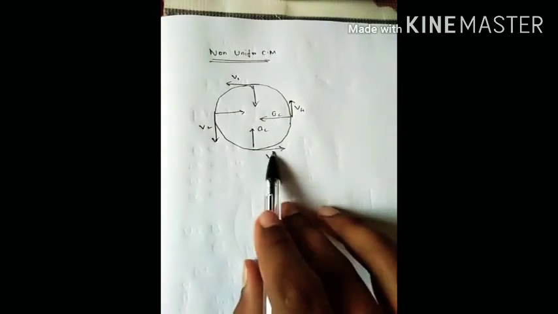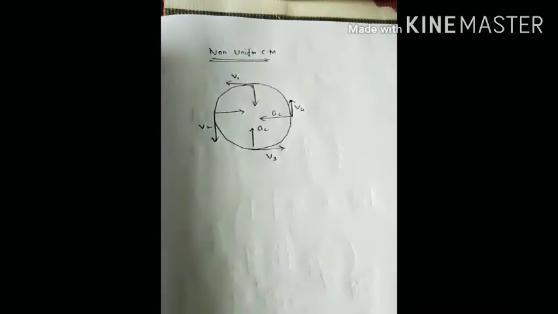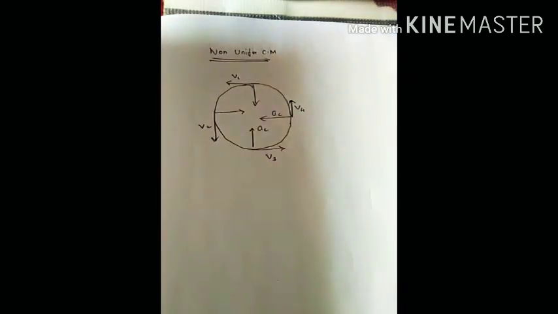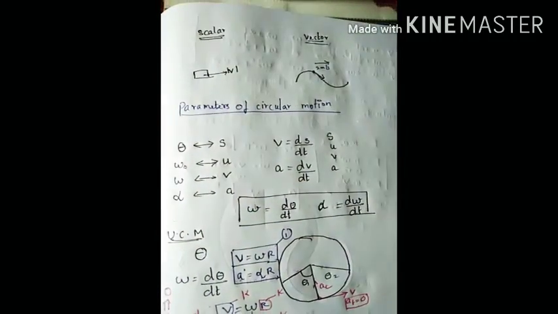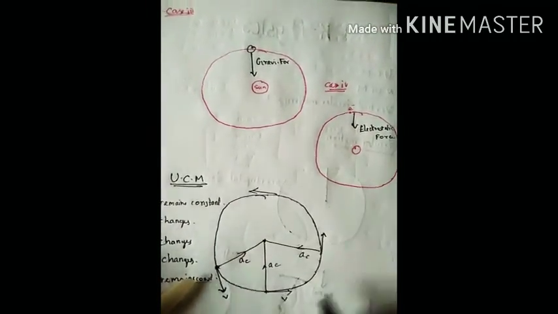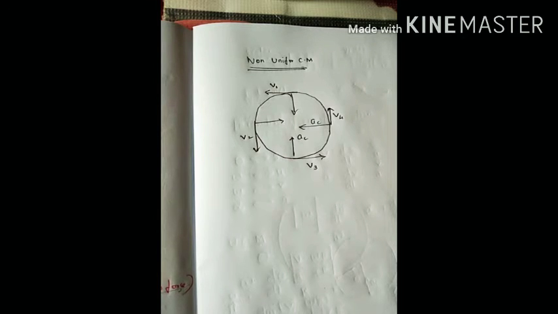That's v1, v2, v3, v4. But what we saw in uniform circular motion, there always exists some constant speed. That's what we saw in that case. But in the case of non-uniform circular motion, there is a change in speed. So what happens to the parameters? Let's see what happens to the parameters.